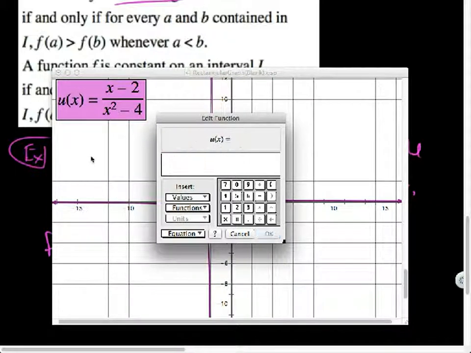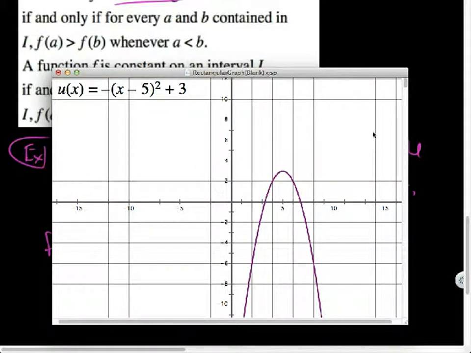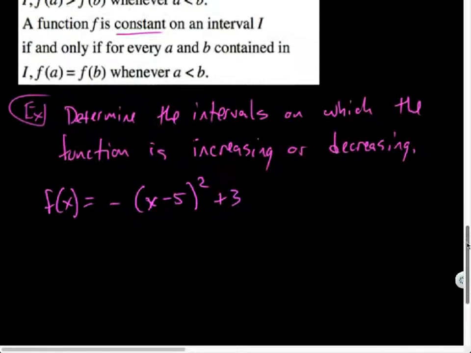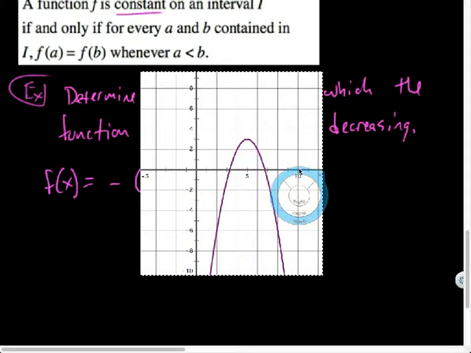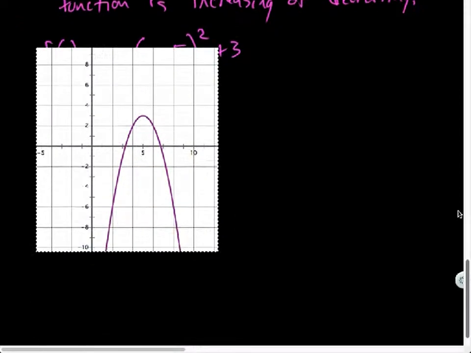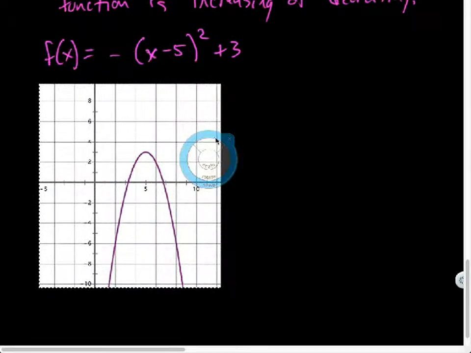It'll come back, don't worry. Negative parentheses x minus 5 squared plus 3. Bam, there we go. So there's my little graph. So we still don't have any graphics. Well, this is a parabola. You've seen these before. You could graph with technology, though, tonight if you wanted.